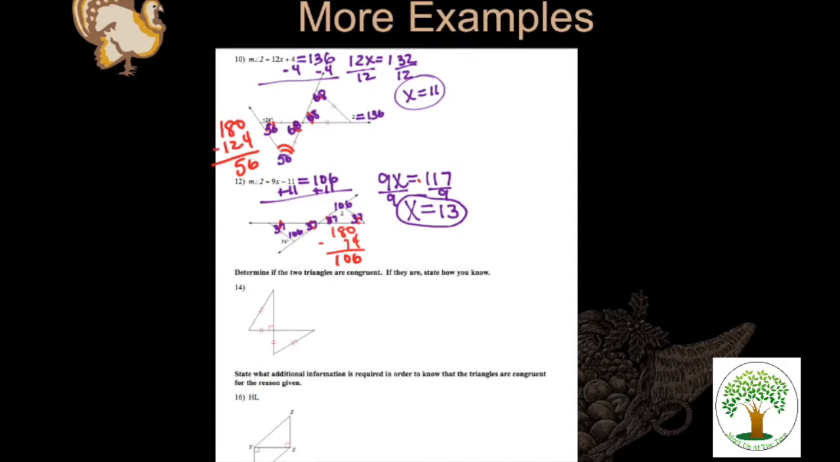Let's do number 14. The instructions here say determine if the two triangles are congruent. If they are, state how. Right now, I have a right triangle. Notice they're right. So we have an angle. That is the hypotenuse. It's the one opposite of the right angle. And we have a leg here. So it looks as if since we have a right triangle, we can use hypotenuse leg.